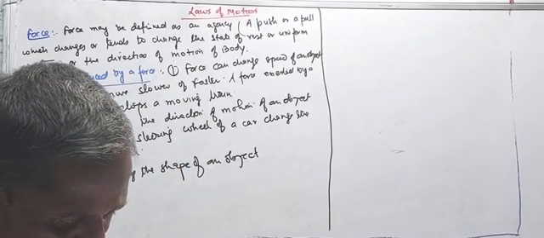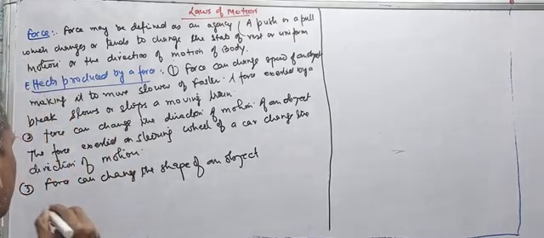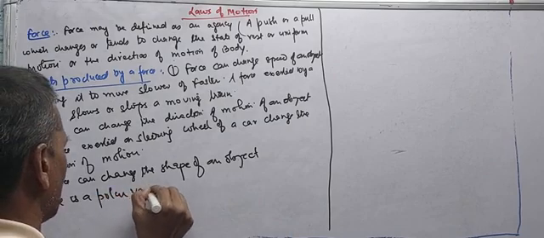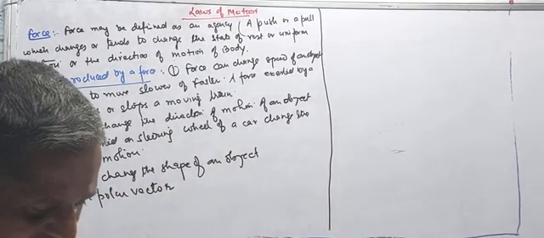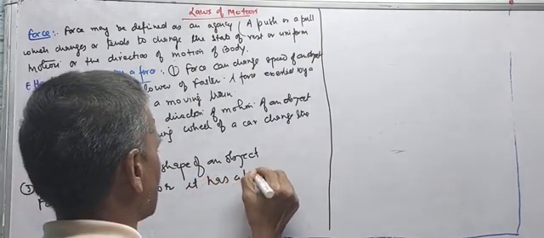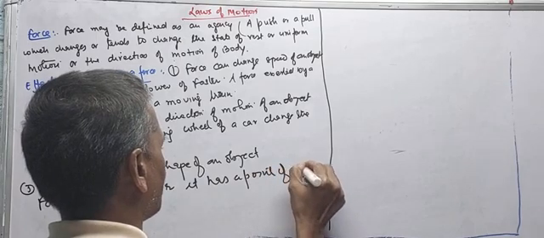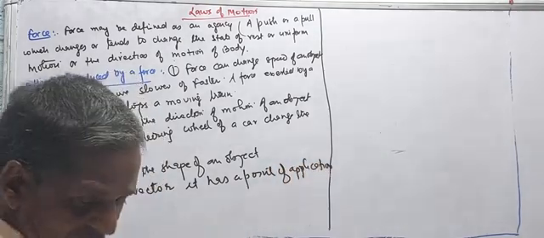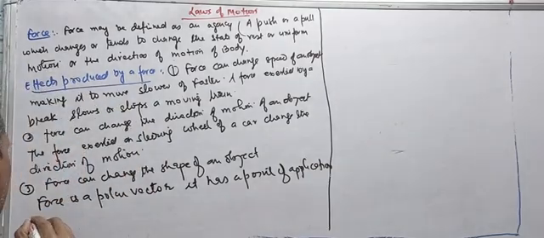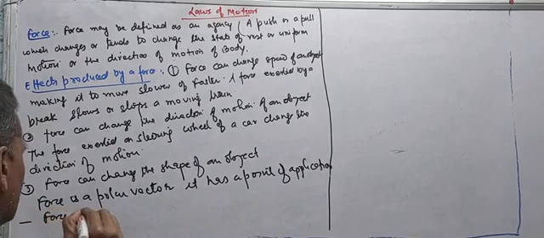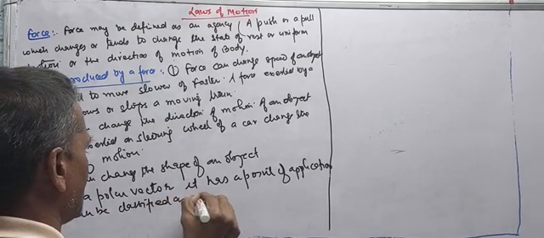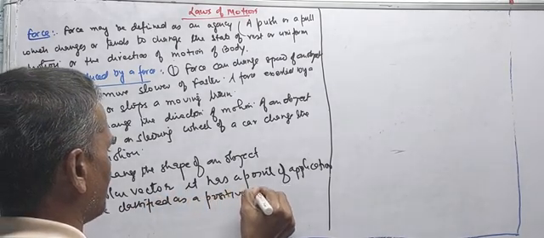Force is a polar vector. It has a point of application. Force can be classified as positive or negative.